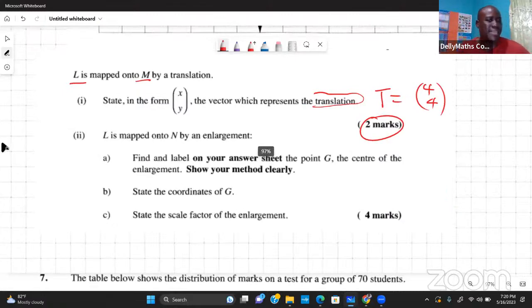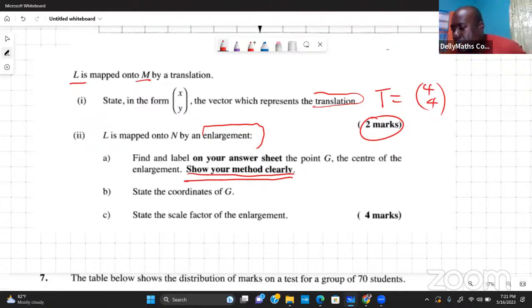The next question says, L is mapped onto N by an enlargement. See, they're telling you this time, lucky you, that this is an enlargement, right? L to N. They want you now to do some things. Find and label on your answer sheet the point G, the center of the enlargement. Show your method clearly. You see this? That is to show your method clearly.